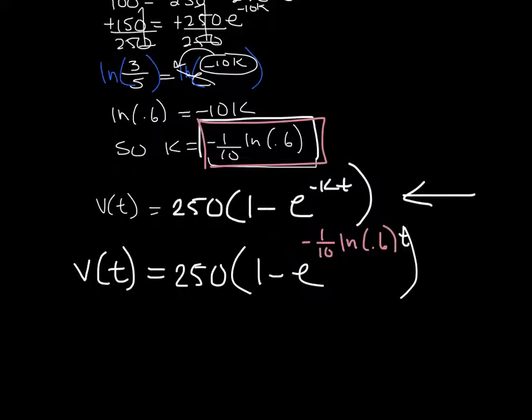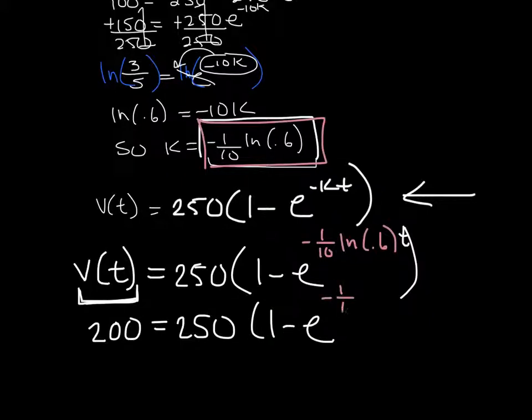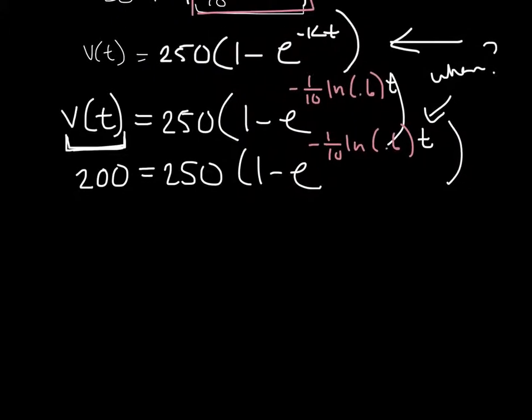Okay, so what is the question asking? Remember, our goal is to find when the car will reach a velocity of 200 kilometers per hour. So we're looking for that t, but we want the velocity to be 200 kilometers per hour. So 250, and I'm just rewriting everything here, natural log 0.6, and we're trying to determine our t. This is our when. So now we just have to solve this equation for t. Again, a nice college algebra equation.